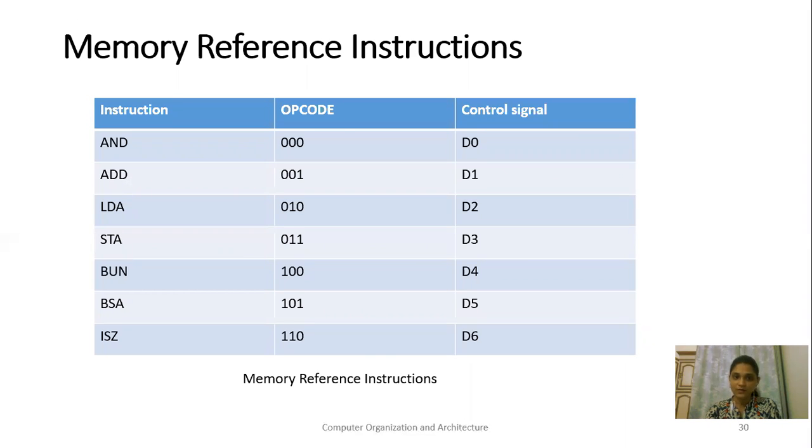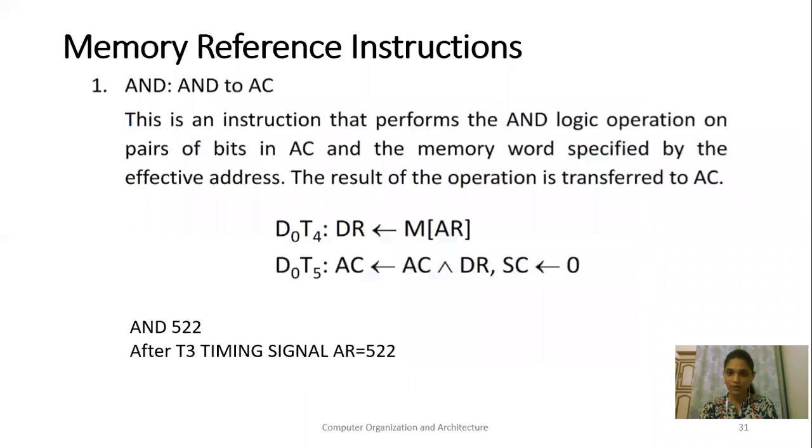Okay, so next we are going to see memory reference instructions. As we have discussed earlier, a total of 7 memory reference instructions are there: AND, ADD, LDA, STA, BUN, BSA, and ISZ. I have listed the opcode and control signal for all of these instructions. That means for your AND instruction, your D0 control signal will be generated. For ADD instruction, D1 control signal is generated. For LDA, D2, and so on. Okay, now let me discuss these memory reference instructions one by one.